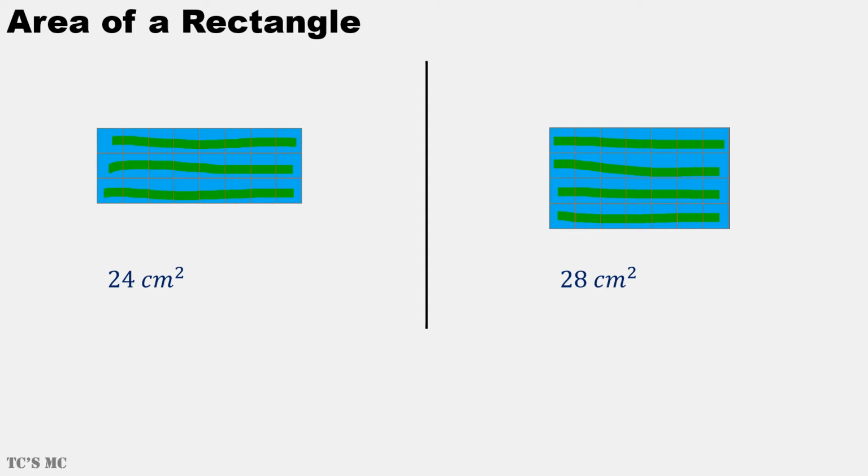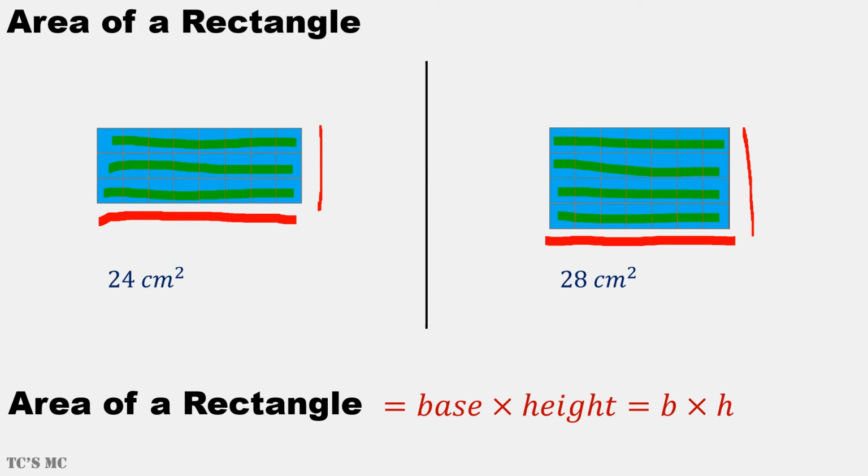If I want to calculate the area without counting squares, I can just look at how many there are along the base and how many there are along the height. Then I can multiply. I can do the same for this second example, calculate how many there are along the base and how many there are along the height. So the formula for area of a rectangle is base times height.